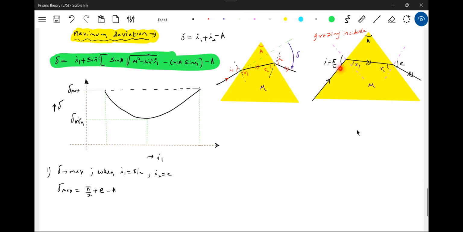It's grazing incidence. Now you can ask questions, like, okay, this angle is 90 degrees and this is a normal. Why will the ray undergo bending here only? Why can't it just graze this refracting face? Why will it bend here?